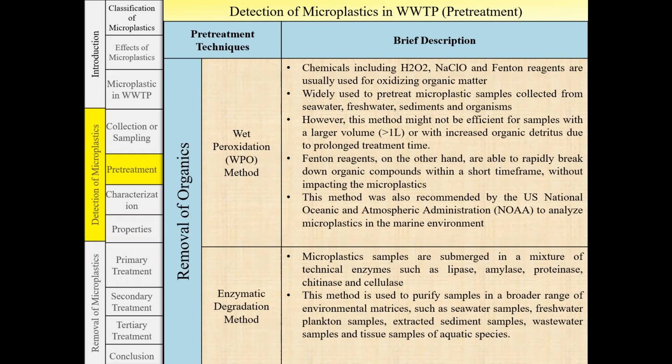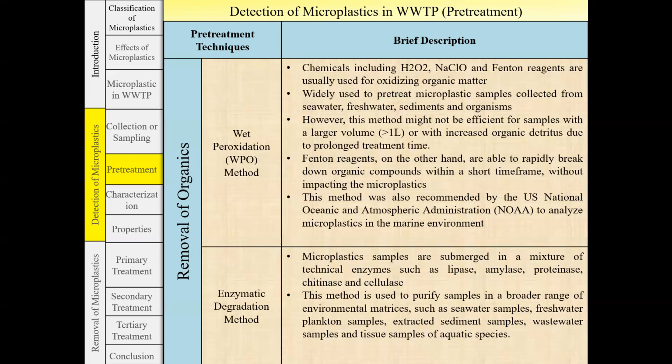Firstly, in the wet peroxidation method, mostly there are three reagents we use: hydrogen peroxide, sodium chlorate, and Fenton reagent. Among them, the oxidation rate of hydrogen peroxide and sodium chlorate is slower, so they are inefficient for large volumes of sample, whereas Fenton reagent breaks down organic matter faster. That is the advantage of Fenton reagent.